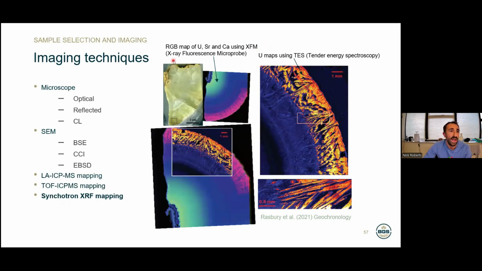Here are some other techniques using beam lines: X-ray fluorescence on the left, and on the right, tender energy spectroscopy. These are pretty specialized and time-consuming techniques, but they can show some beautiful zonation and are really useful for looking at specific samples we want to examine in detail. I'll show an example later on where you can look at uranium speciation using these methods.